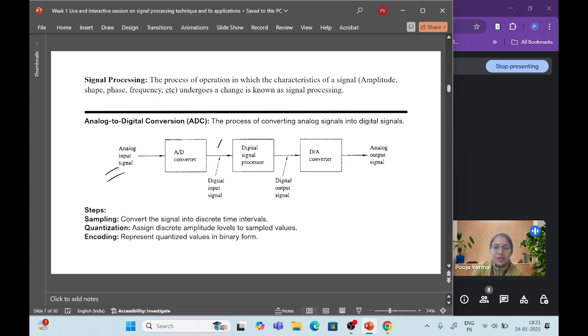Okay, so there are three basic steps to analog to digital conversion: sampling, quantization, then encoding. Sampling converts the signal into discrete time intervals. Here some concepts are there, we will discuss them. And then quantization assigns a discrete amplitude level to the sampled signal, then we encode the quantized signal in binary form. So these three are the basic steps of analog to digital conversion.